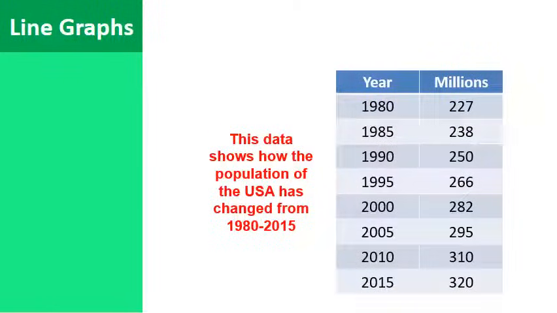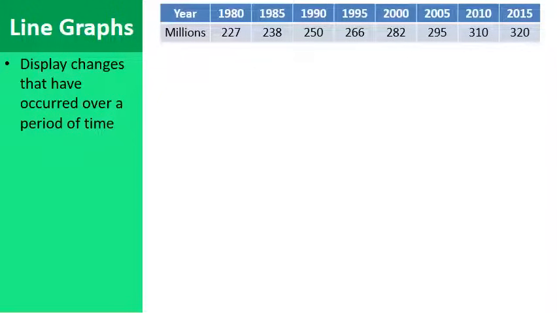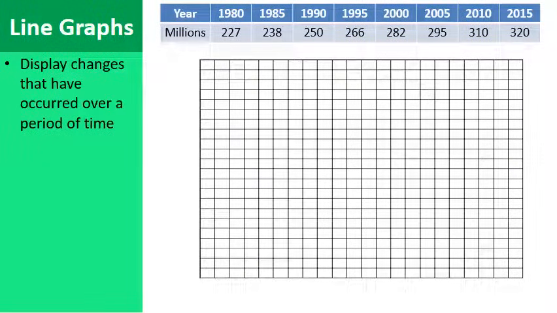So let's start with this information. We just saw this a moment ago. This is the population of the USA and how it's changed from 1980 to 2015. We're going to make a line graph, which means we're going to display how the changes have occurred over this period of time. Here is our same data. I just had to create a little bit of space because we're going to put our graph grid right here in this area. Now let's talk about a few needs first.